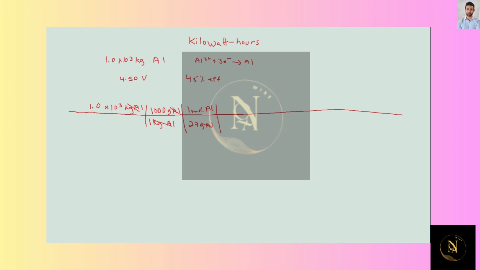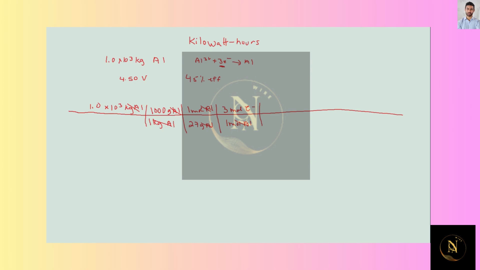Now the connection between the substance and voltage or amps or any of that is going to be your electrons. So I'm going to want to convert from moles of aluminum over to moles of electrons. And in this, because we're going from aluminum 3 plus to aluminum, there are 3 moles of electrons that are transferred per mole of aluminum. So for every 1 mole of aluminum, I'm transferring 3 moles of electrons. So that gives me electrons.